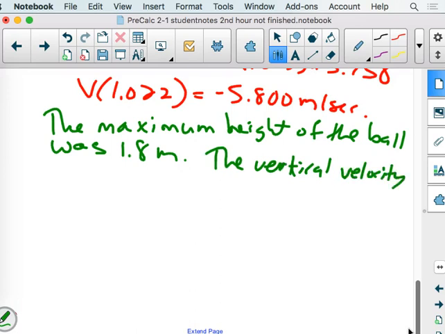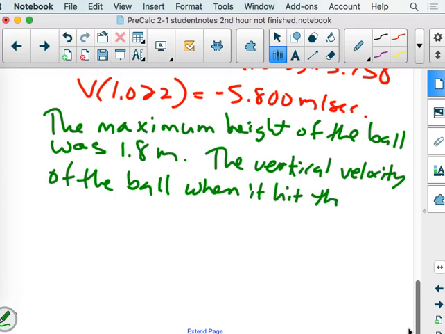The vertical velocity of the ball when it hit the CBR was 5.8 meters per second. Now, why not put negative 5.8 meters per second? Well, they didn't really ask for direction. They asked for velocity. If this is physics, yeah, put the negative on there. In physics, they like that because they'll be able to tell you it's downward. But since we just wanted to know the velocity was 5.8 meters per second, that would be enough.